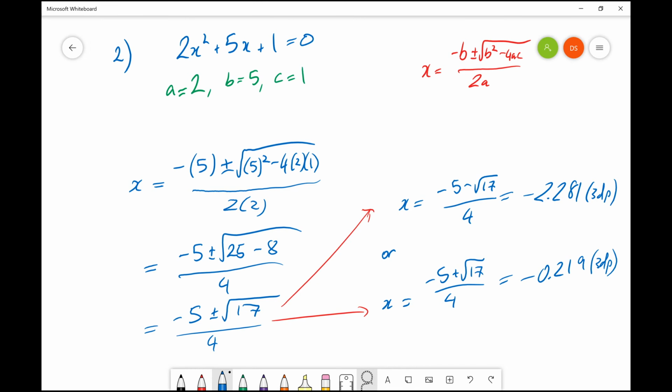Okay, and this is how the quadratic formula is used. So you take A, B, and C, and you plug them in to this formula here. And if you do this correctly every time, you should come up with the right solutions. And that's really, really important.